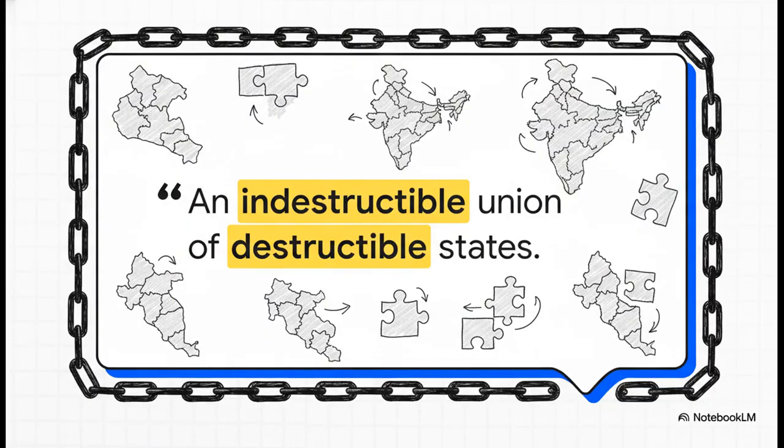And this leads to a fantastic quote, often attributed to the great Dr. B.R. Ambedkar, that just sums it all up perfectly. India is an indestructible union of destructible states. Let that sink in. The nation itself, India, is unbreakable. But the states within it, their borders, their names, even their very existence, that's a whole different story.